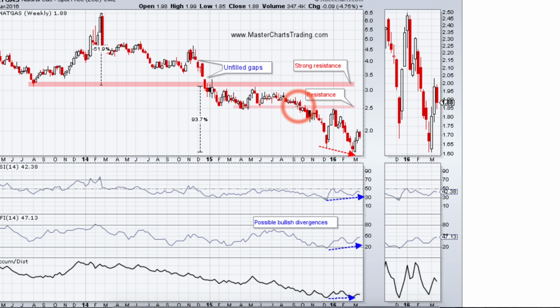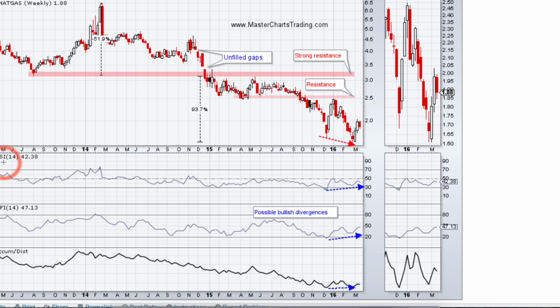Back here in September of last year, we had a breakdown and a support break right there, and then a continuation lower. This support was from the last year's May lows. That was clearly broken, and we continued lower, rebounded, continued even lower. So we made a discernible lower low so far.